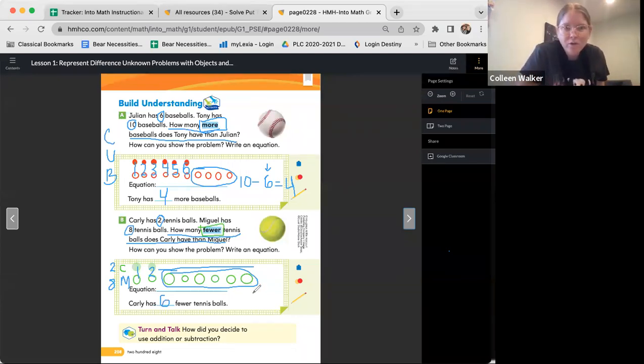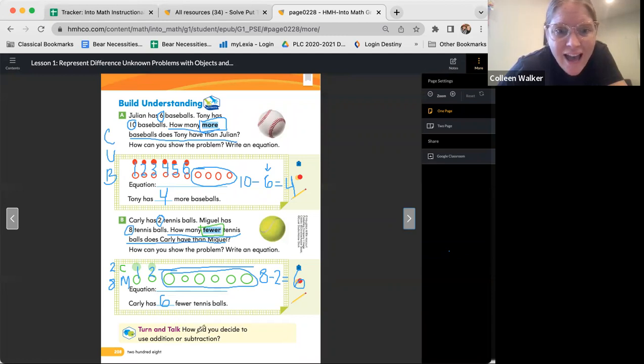There's different ways we could write it. We could start with the numbers we know, in 8. And remember, friends, whenever you're comparing 2 amounts, that's usually a clue that we're subtracting. So 8 minus 2 equals, what was 8 minus 2? Yes, that's right, it was 6. Carly has 6 fewer tennis balls.